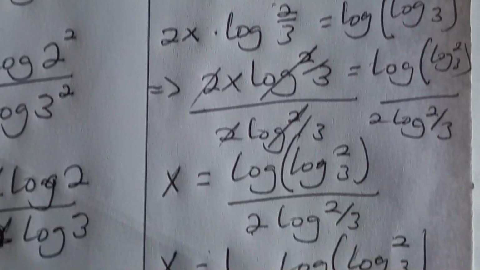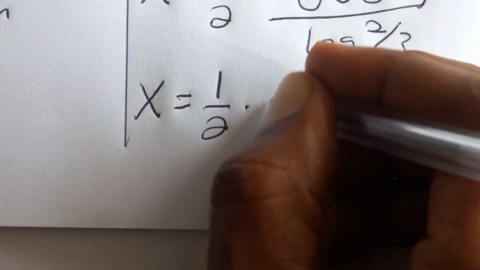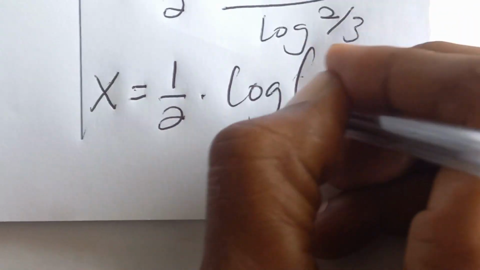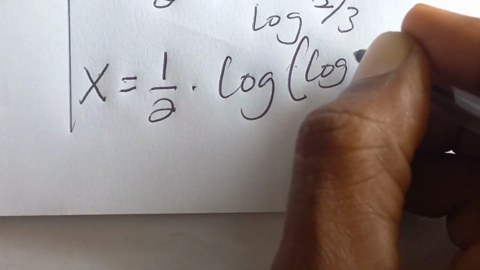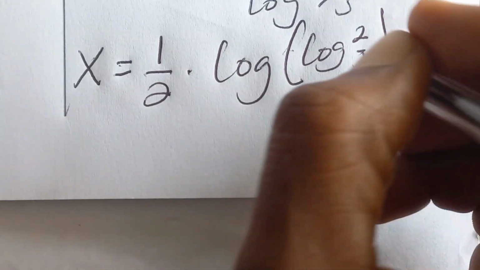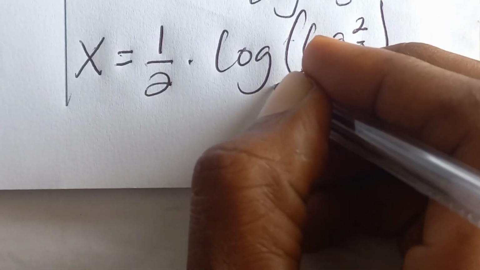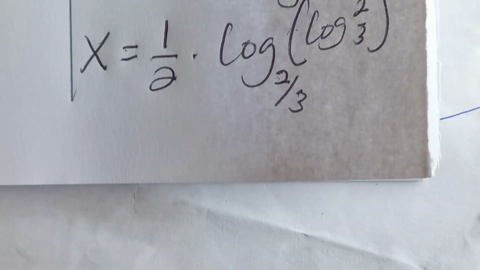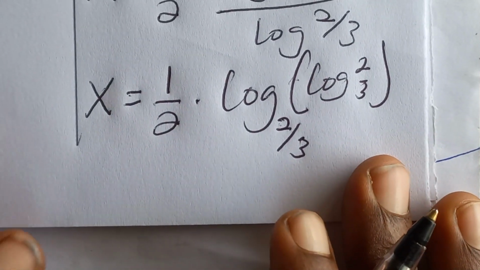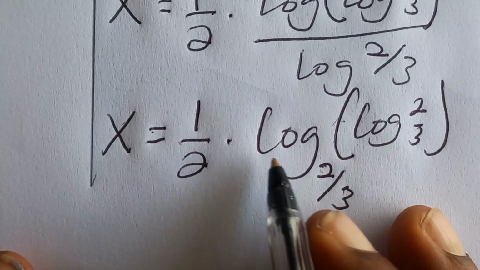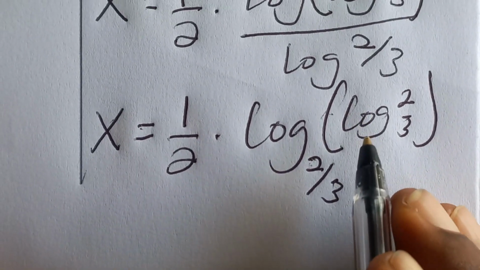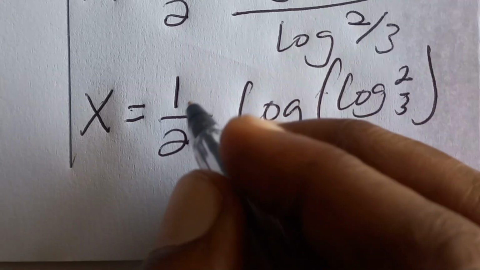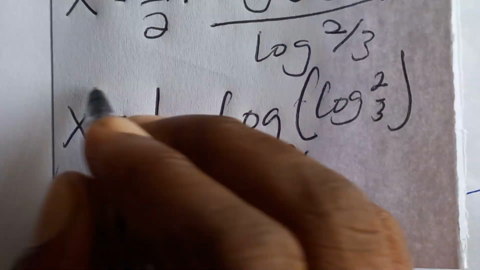So we're going to get log of log 2 base 3, then base 2/3. Okay, so this will be our x, which is equal to half multiplied by log base 2/3 of log 2 base 3. So this is our final answer for the problem.